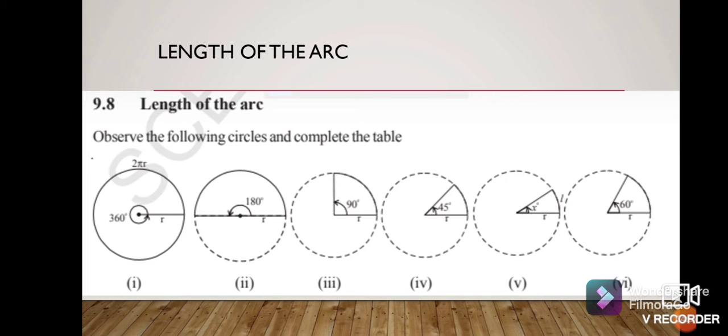Now again here the small length of the arc L also subtends an angle of x degrees at the center. And in general, I am taking again 60 degrees, that some length of the arc subtends an angle at the center. Now we need to find the length of the arc, that is, how to find the actual formula for the length of the arc.